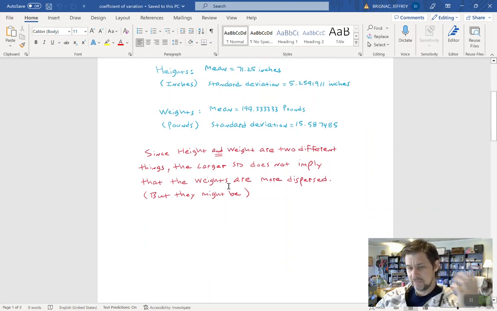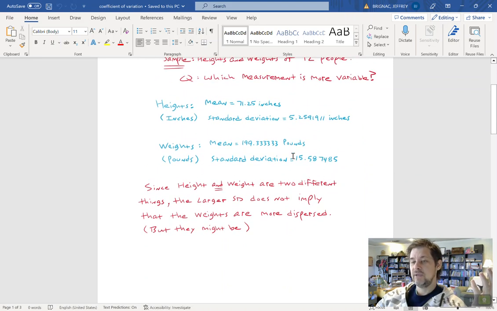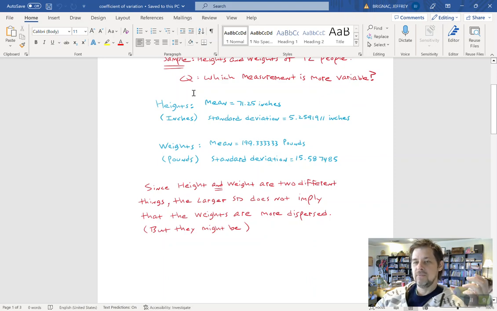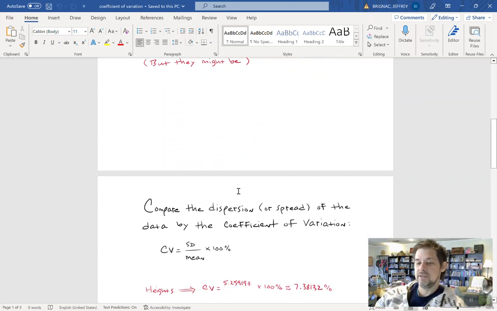But height and weight are two different things. And just because the weights have a larger standard deviation, look, 15 is a bigger number than 5. But a pound is a different sort of thing than an inch. Okay, so we're not comparing the same thing here. So if I was to try to tell you which of these numbers were more spread out, I can't tell you just based on this number being the larger standard deviation. It might be, but I can't say that just because this number is bigger. So here's how we go about it.